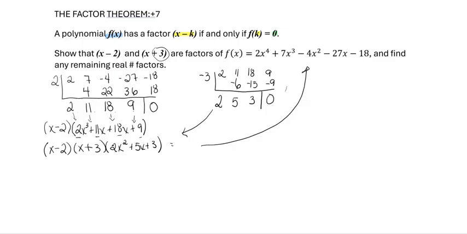is also a factor. By evaluating at negative 3, my remainder was 0, and so my next new factor would go down one more degree from the x to the third, and it would become 2x squared, and these are my new coefficients, 2, 5, and 3, so it would become 2x squared plus 5x plus 3.